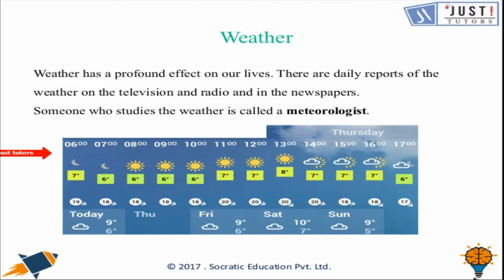In the picture right here, you've been shown the weather of Thursday starting from 6 o'clock in the morning to 5 o'clock in the evening. That is how it changes from the morning to the evening. The symbols have their usual meaning. The sun is for bright and sunny days, and the clouds are there if it's about to rain or there's a possibility.